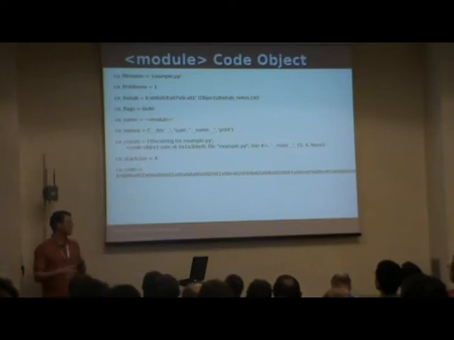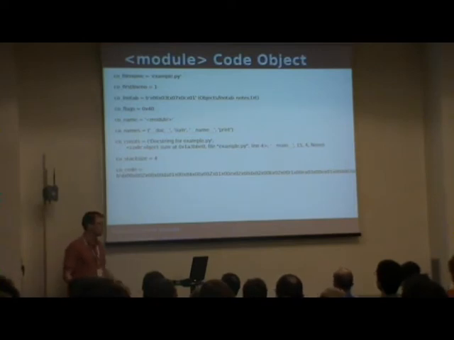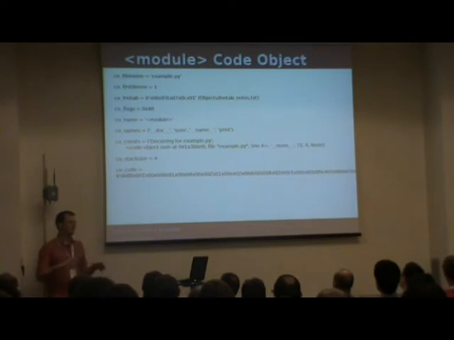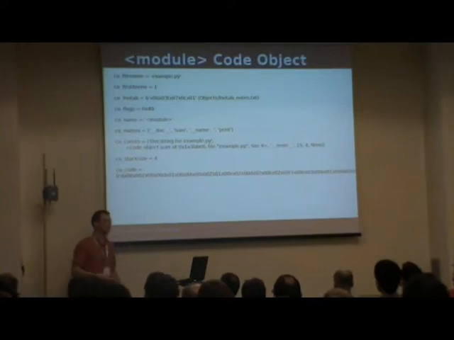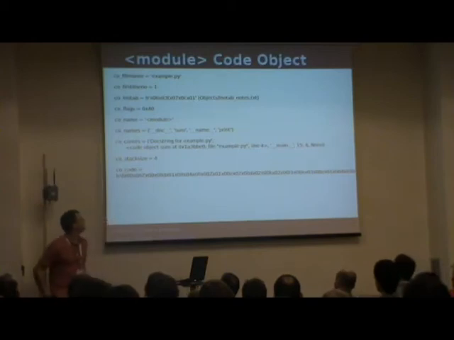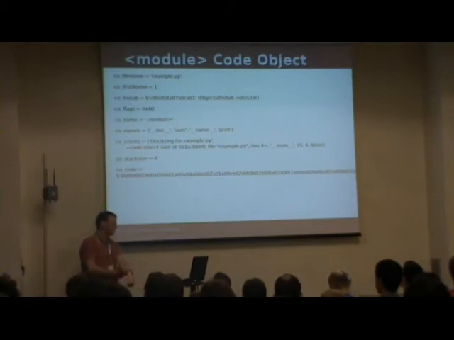We're mostly going to ignore things like what future statements are in use, where the functions are, etc. The same code object is used for modules, for functions, for classes, so some attributes are just not used. The name is normally the function name if it's a function, in this case no name. co_names is more interesting.